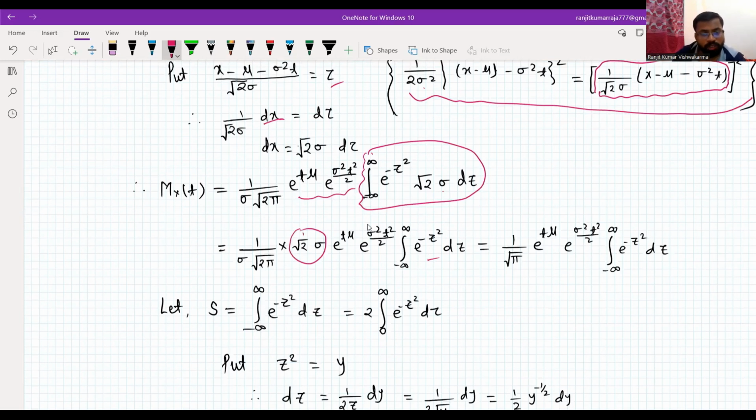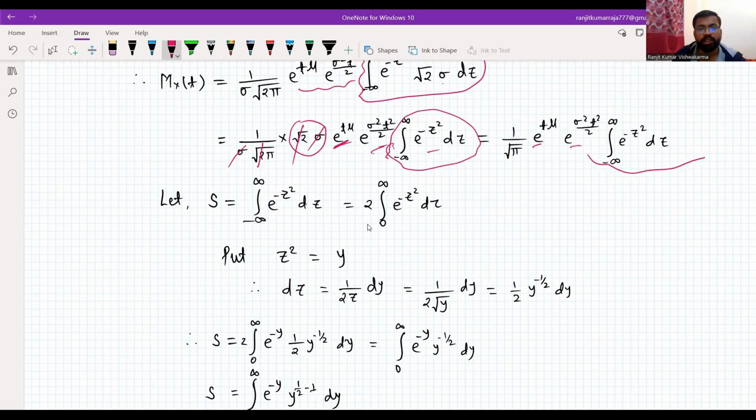After solving this, this root 2 and this root 2 will get cancelled, and this sigma will get cancelled, so it will become 1 by root pi e to the power this term and this term. The rest of the integration part will be the same as here. Now let us consider s; first I will solve this and after that I will put it here in the moment generating function.